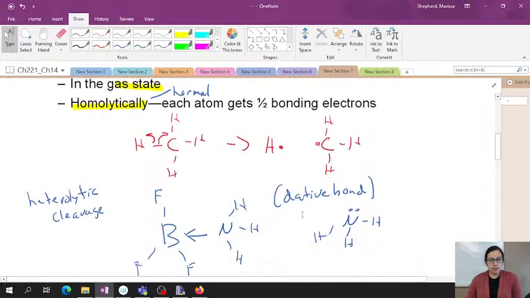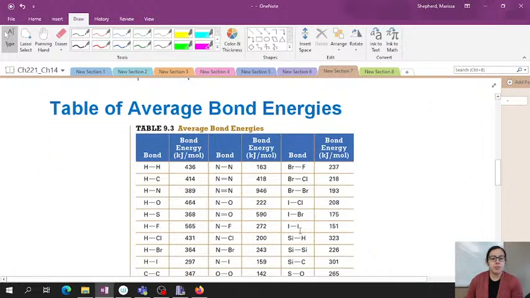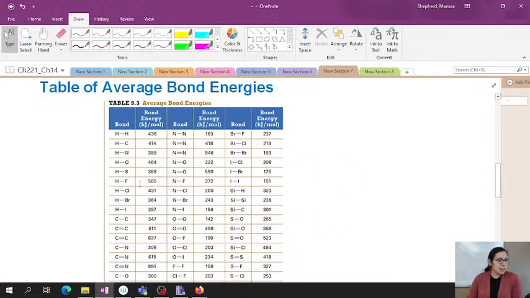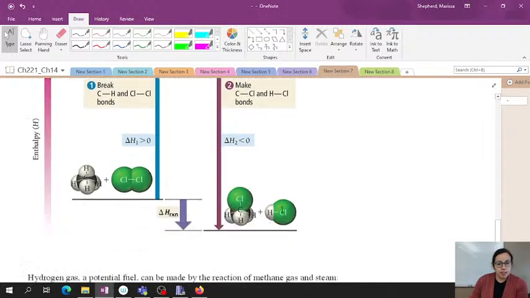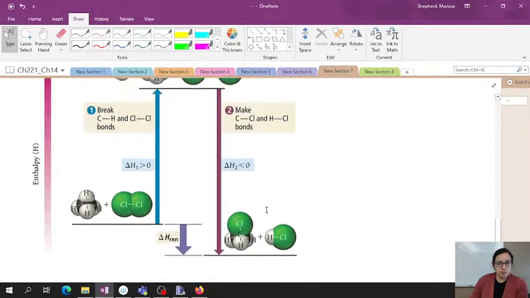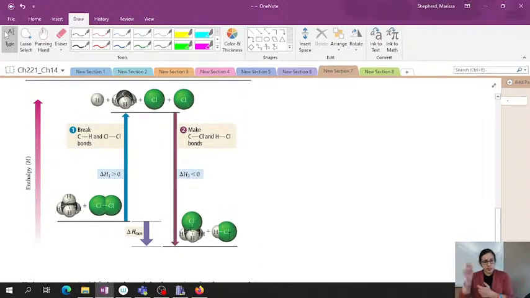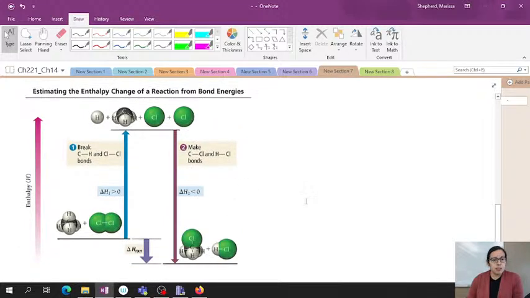So let's do more examples. To do these problems on your exam, I am looking at last year's exam, and you would be given a chart of bond enthalpies. So let's go through this one first. And to do these problems, I often recommend that you draw out all your reactants and products with the Lewis dot structure.